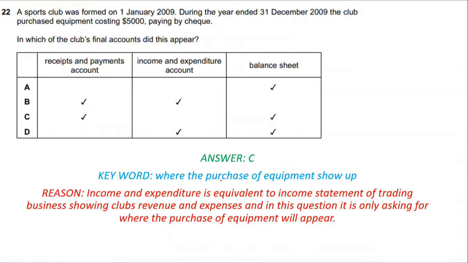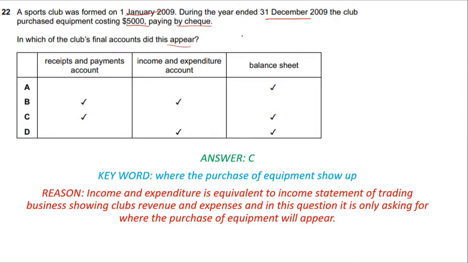Multiple choice number 22. Again, this is about club accounting. So you see 21 club accounting, 22 club accounting. Seems like it was a favorite topic of the examiner in May-June 2010 for paper 1. A sports club was formed on 1st January 2009. During the year ended 31st December 2009, the club purchased equipment costing 5,000, paying by check. In which of the following club's final accounts did this appear?